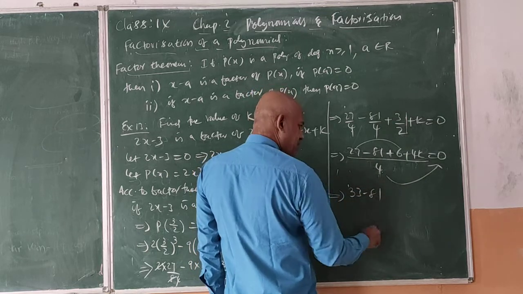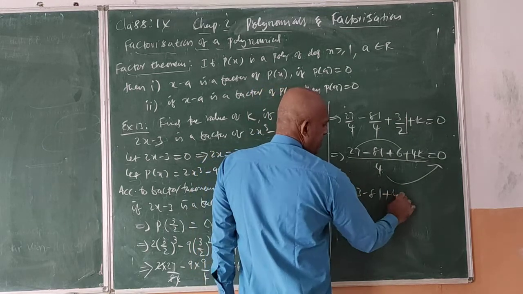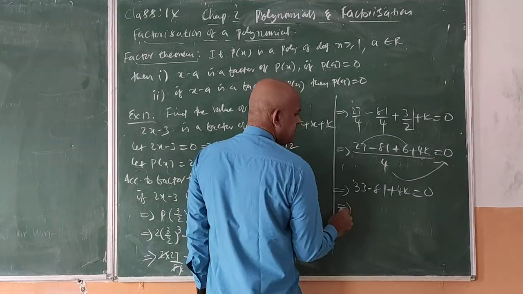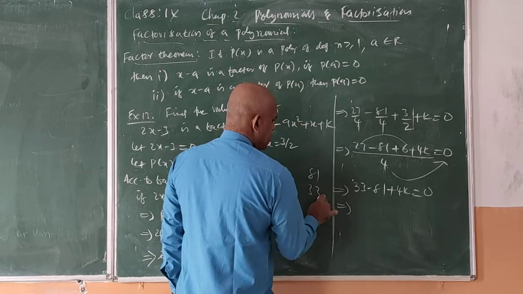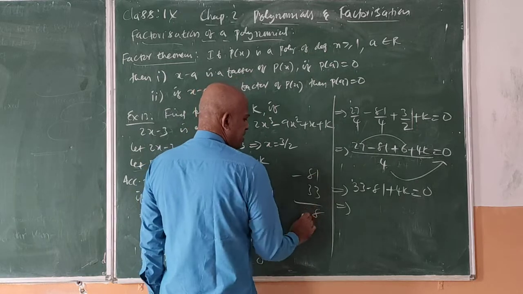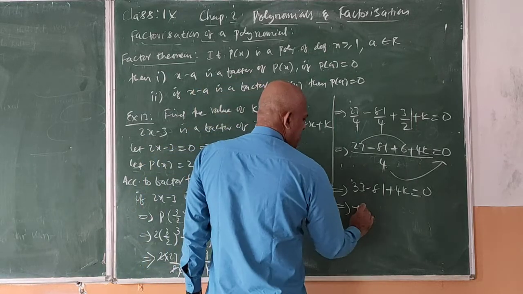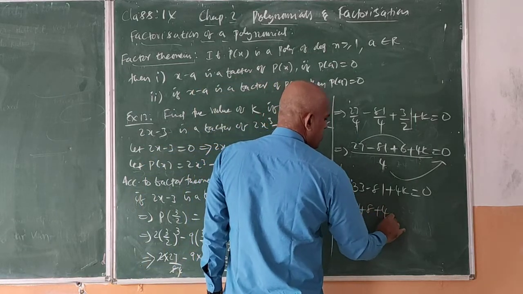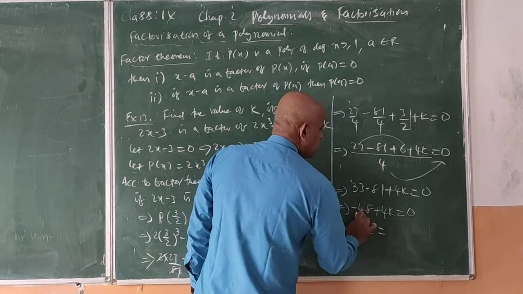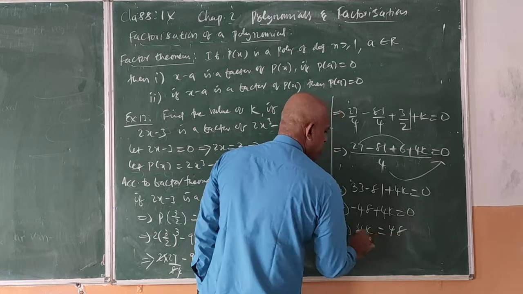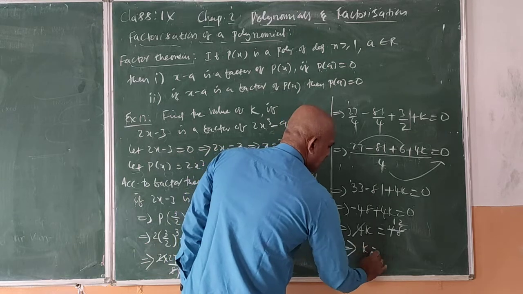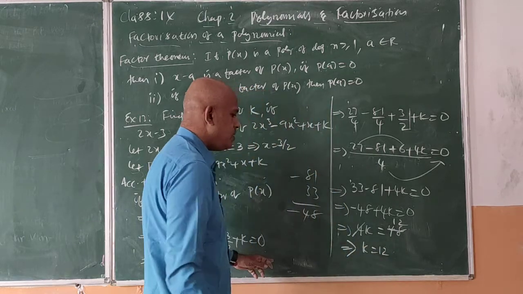33 minus 81 plus 4k is equal to 4 into 0, 0. Which implies 33 minus 81 is minus 48. Minus 48 plus 4k is equal to 0, which implies 4k is equal to minus 48 comes to this side plus 48. So 4 ones are 4, 4 twos are 8... which implies k is equal to 12. Awesome. K is equal to 12.